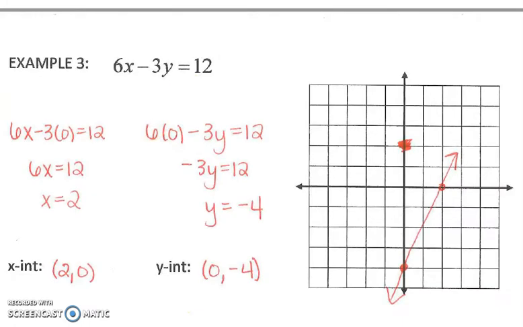Let's go over the answers. The x-intercept is 2, 0. You plug 0 into y and solve for x. That's how I got 2, 0. The y-intercept is 0, negative 4. I plug 0 into x and solve for y. So once I got these two, I plot the points, 2, 0 and 0, negative 4, and then I connect the dots and make a line.